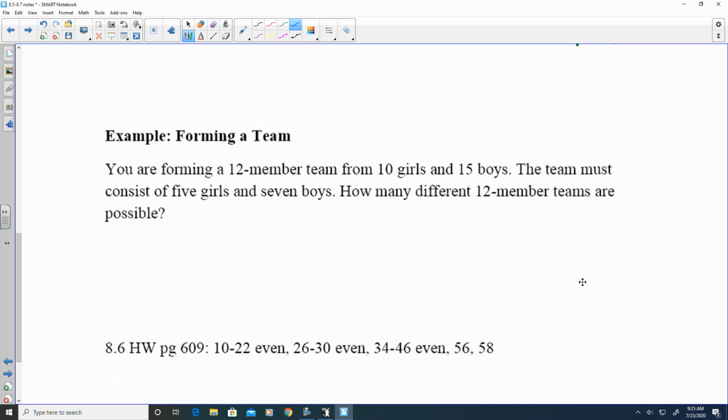Now what if I have 2 different groups? I'm trying to form a 12-member team. I have 10 girls and 15 boys. So 2 different groups, girls and boys. The team must consist of 5 girls and 7 boys. How many different 12-member teams are possible? So that 12 is actually not a number we're going to be dealing with. We're really just thinking about our 2 separate groups and how many we're wanting to pick from each one.